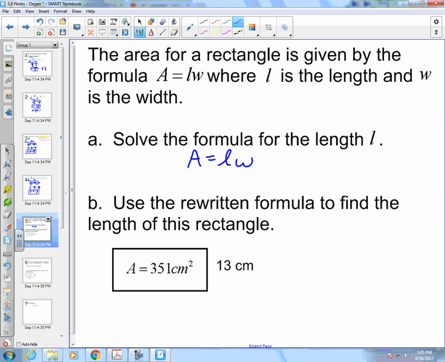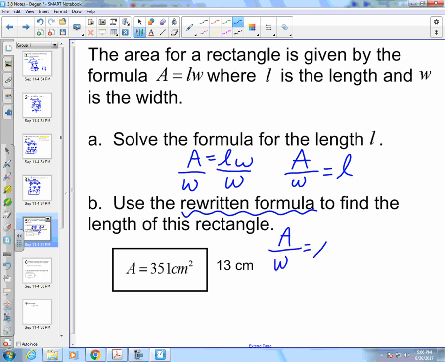Solving for L means I've got to get L all by itself. So I'm going to divide by W on both sides. It means I have A divided by W equals L. A pretty nice, simple equation. Now it says to use the rewritten formula. So I'm going to write A over W equals L, and I'm going to substitute in the things I know.